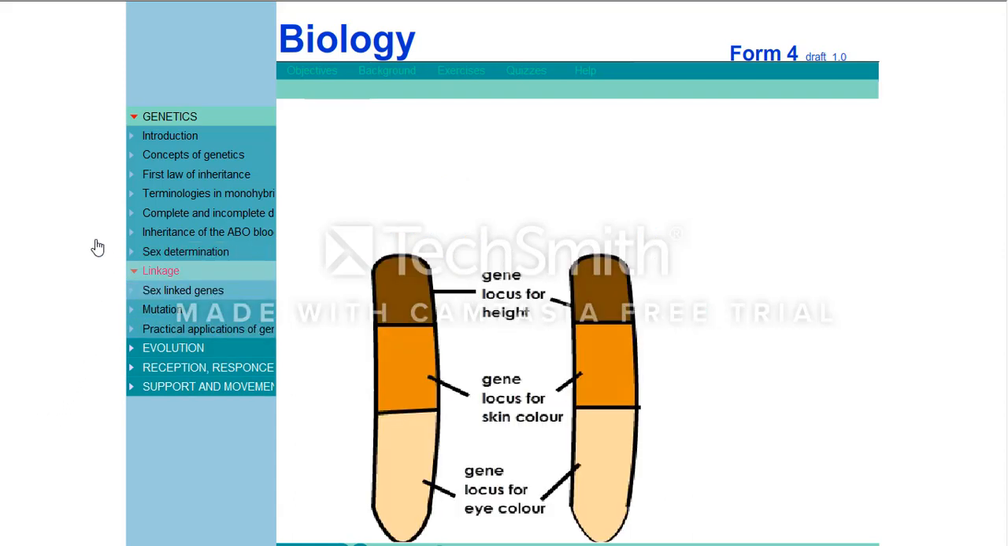Linkage. As earlier discussed, a pair of homologous chromosomes always carry genes for the same characteristic at the same place on the chromosome. The illustration shows gene loci in a pair of chromosomes.